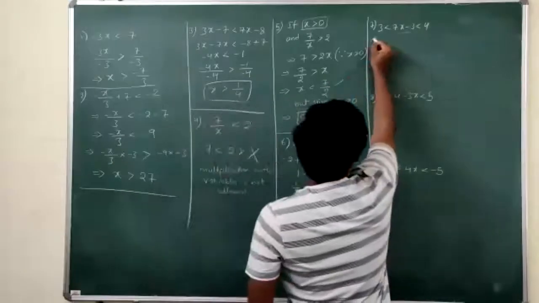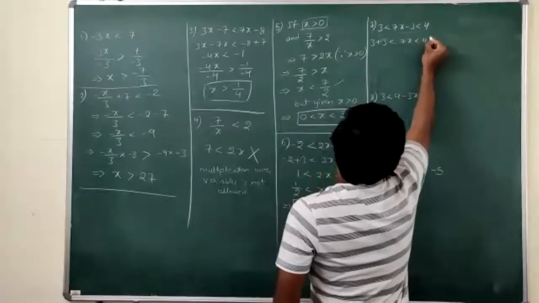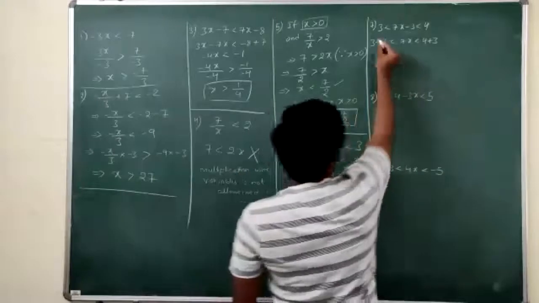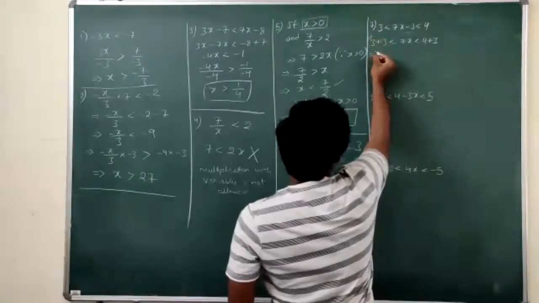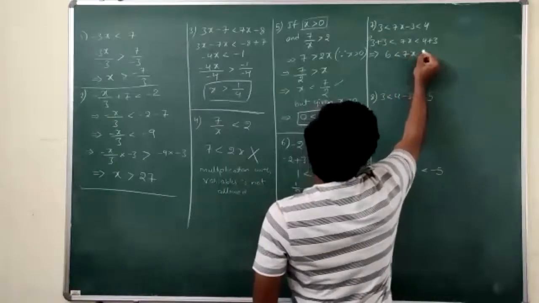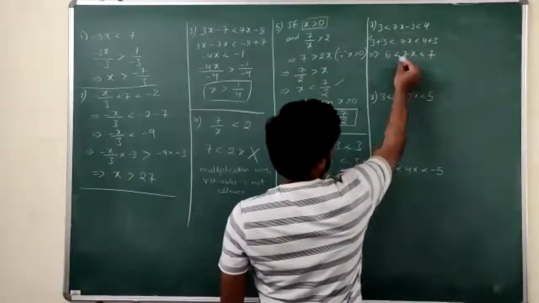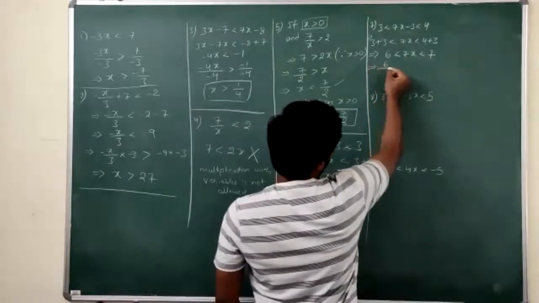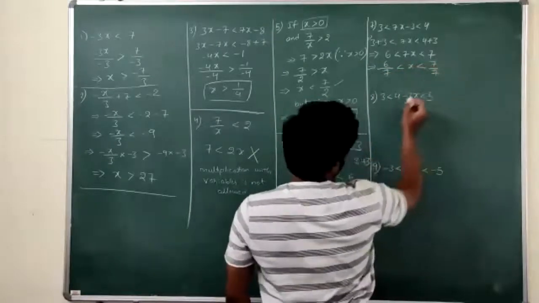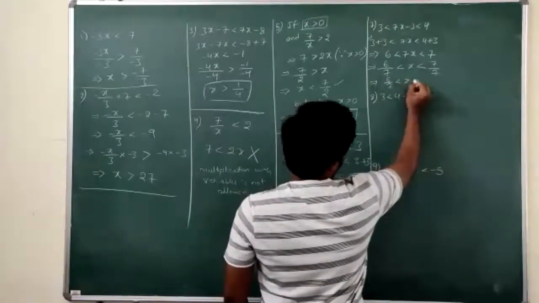So, adding 3. Adding 3 implies 6 less than 7x less than 7. Alright. Now I have to remove 7 from here, which means I have to divide with 7. x less than 7 by 7. So 6 by 7 less than x less than 1.